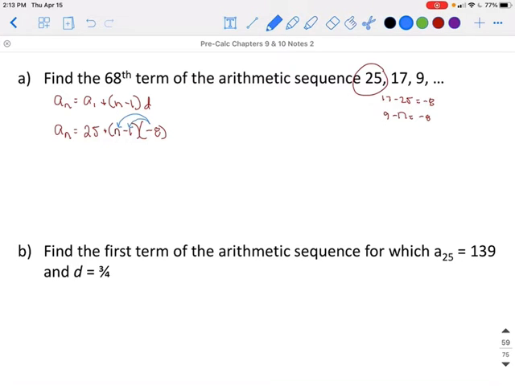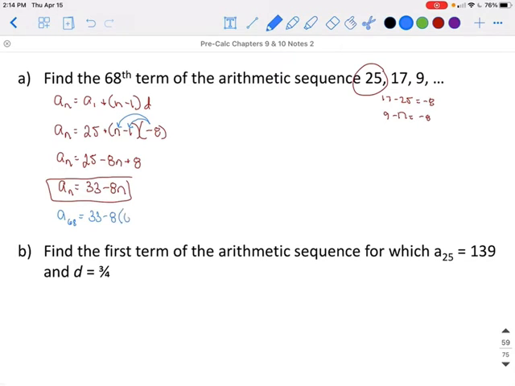So we can take that negative 8 and distribute it to both parts. Negative 8 times n gives us negative 8n. Negative 8 times negative 1 gives us a positive 8. And if we combine like terms, 25 plus 8 gives us 33 minus 8n as our explicit formula.